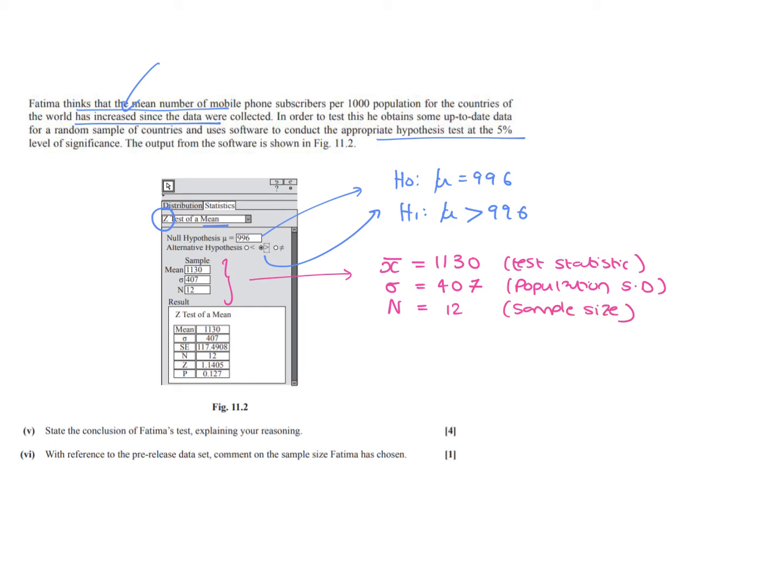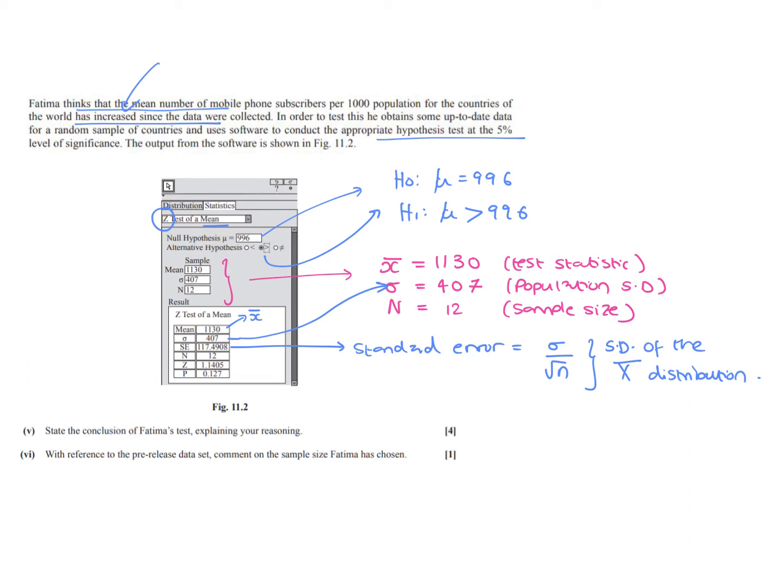And here's the result for the z-test of the mean. So you get all of this information back. So the mean here, that's x bar, that's sigma over there. Now this value is interesting, SE, that's the standard error, and that's equal to sigma over root n. So that would be equal to, in this case, 407 divided by the square root of 12. And this is the standard deviation of the x bar distribution.